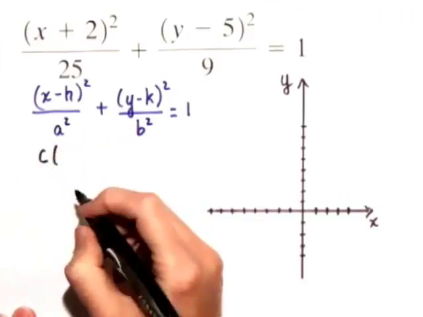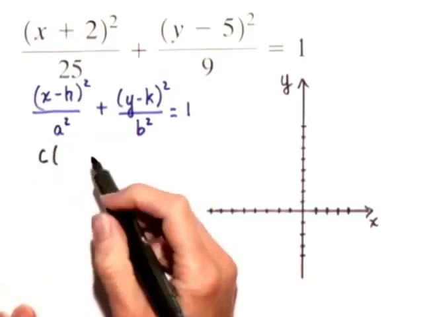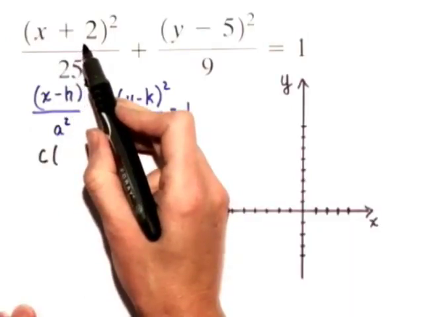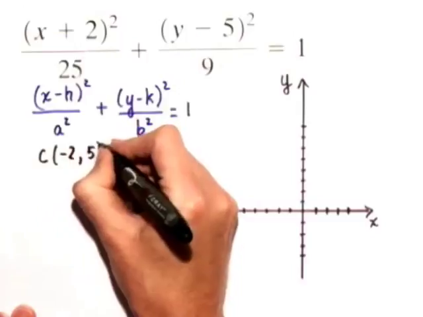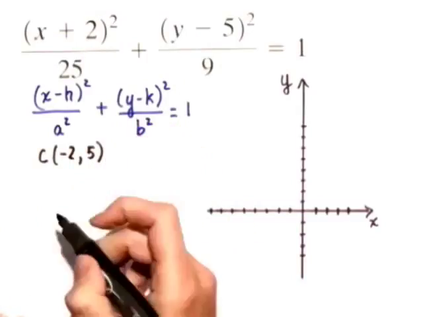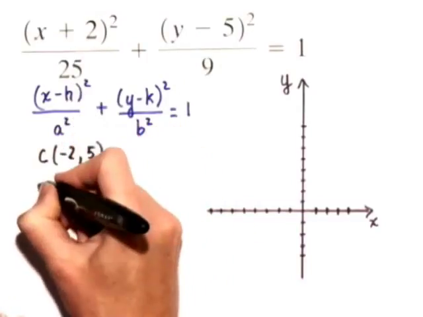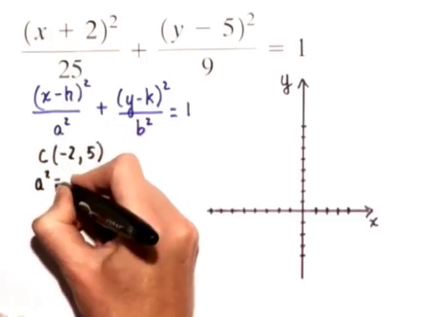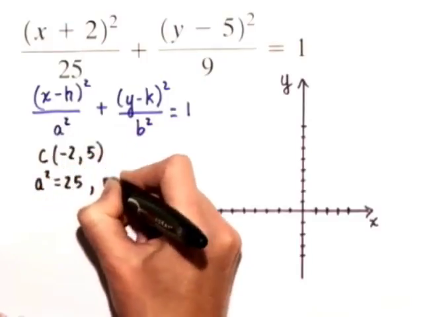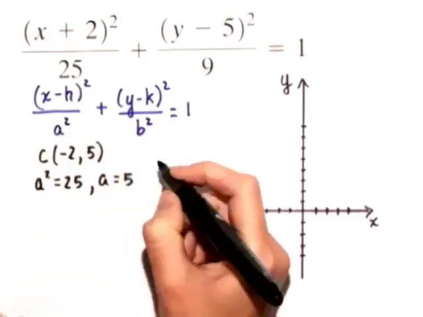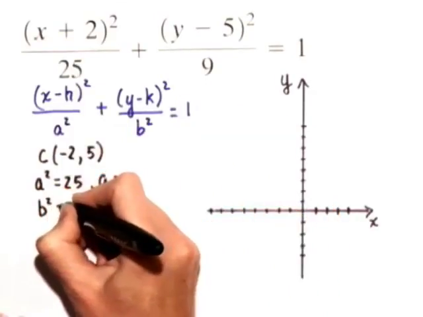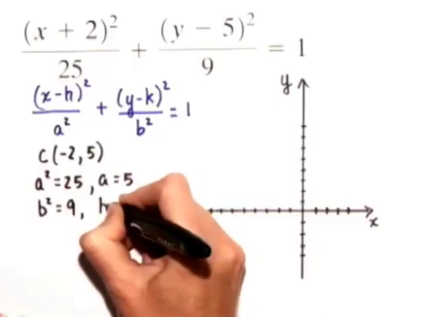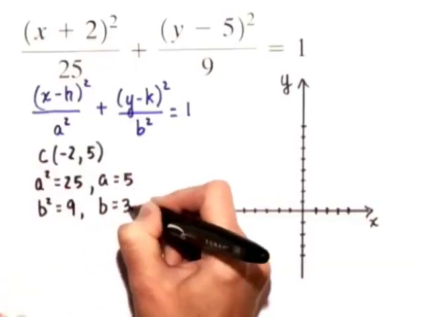The center is going to be h comma k. So in this case, it's going to be negative 2 comma positive 5. Now we can see that a² is equal to 25. So therefore, a is equal to 5. And also we can see that b² is equal to 9. So therefore, b is equal to 3.